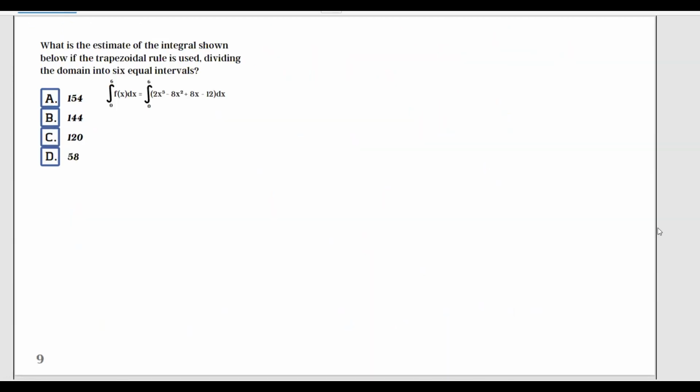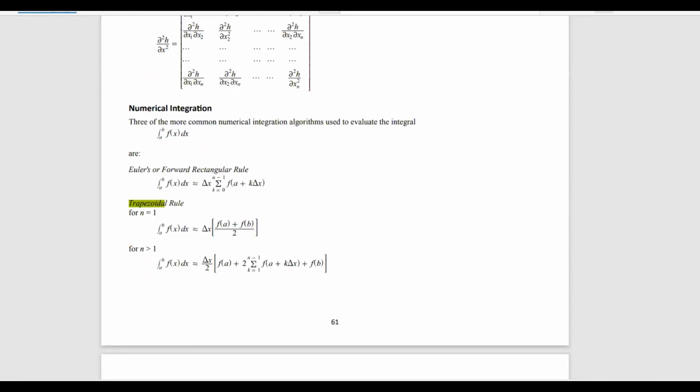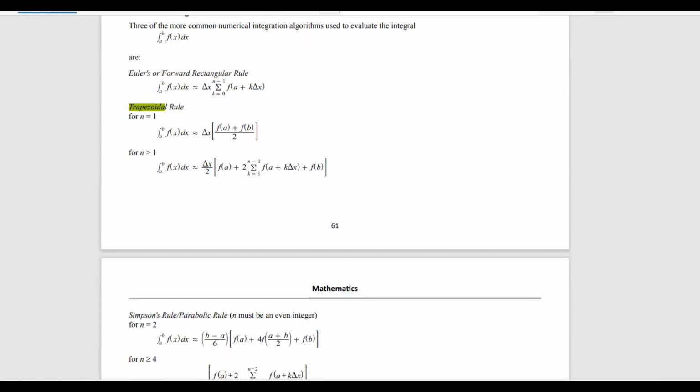What is the estimate of the integral shown below if the trapezoidal rule is used, dividing the domain into 6 equal intervals? Okay, let's see now. If I go to the FE handbook and I just say trapezoidal rule, it's going to pop up here. So this is the trapezoidal rule in the FE handbook. And we can follow the steps. Everything is given here. Let's see what it gets us.